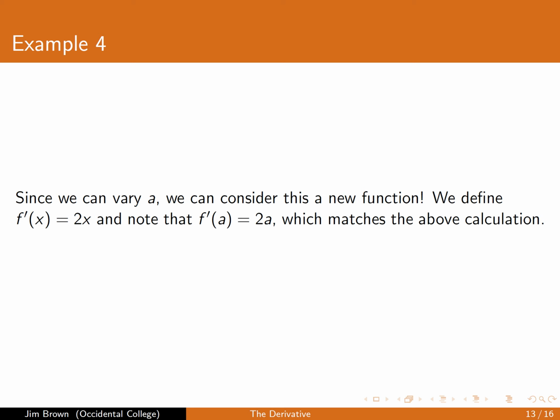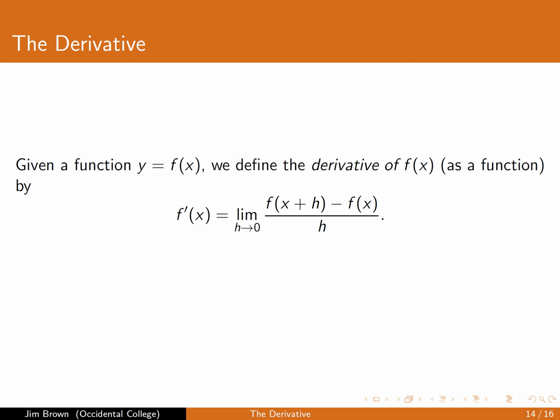So we're going to consider this a new function and just say f prime of x is equal to 2x, and then notice if we plug in any constant a, we get 2a just like our calculation above. So that's going to be our definition of the derivative where we view it as a function now.